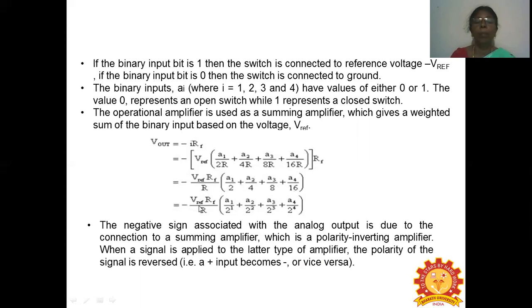That is equal to minus V reference into RF divided by R into A1 by 2 power 1 plus A2 by 2 power 2 plus A3 by 2 power 3 plus A4 by 2 power 4. Here we should notice the output has a minus sign. What is the meaning of that minus sign? That is nothing but the inverting amplifier's output has a 180-degree phase difference with the applied input signal.